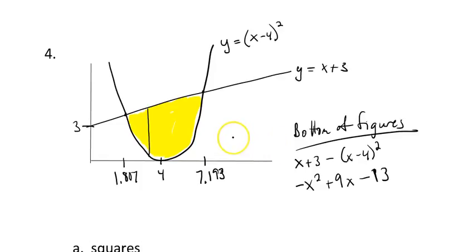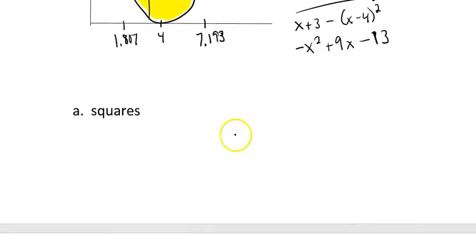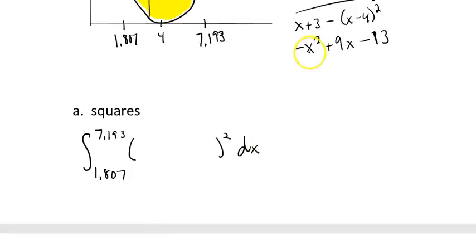So now I know where I'm adding up these slices. So for squares, I'm going to go from 1.807 to 7.193 of my side squared. And as we just discussed, you can use this or this as that side. I'm going to use that bottom one.